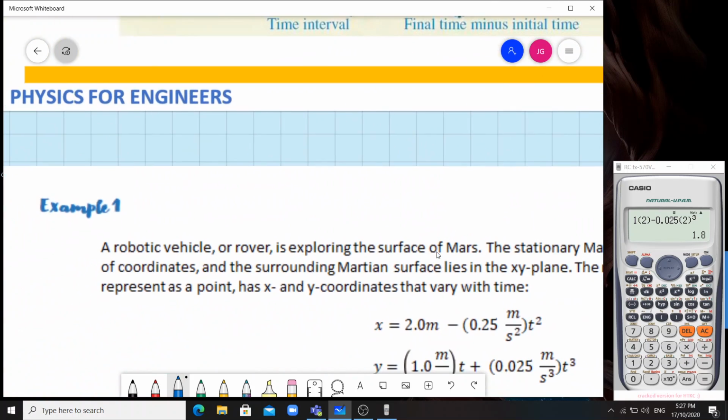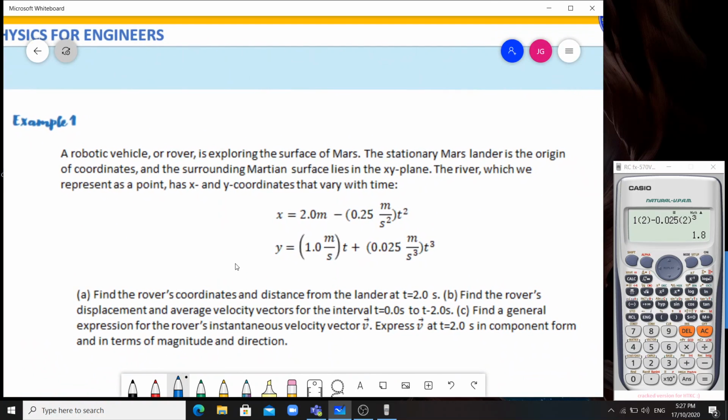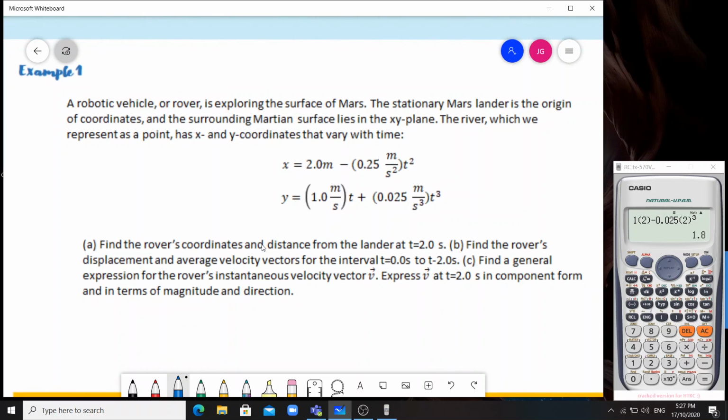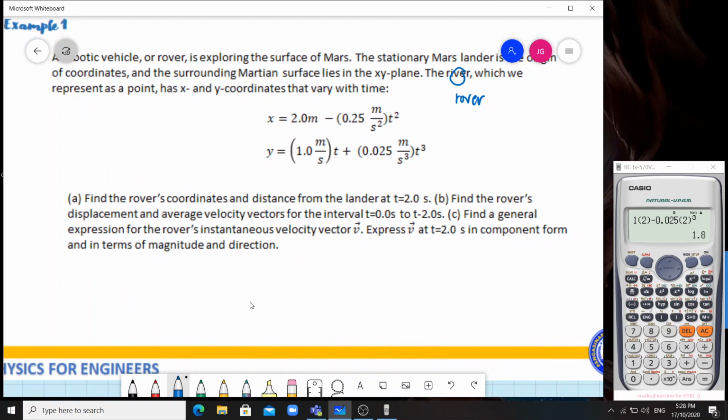Next, let's apply this in example number 1. A robotic vehicle or rover is exploring the surface of Mars. The stationary Mars lander is the origin of coordinates, and the surrounding Martian surface lies in the xy plane. The rover, not the river, it's the rover, which we represent as a point, has x and y coordinates that vary with time. These are the x and the y coordinates. Find the rover's coordinates and distance from the lander at 2 seconds.